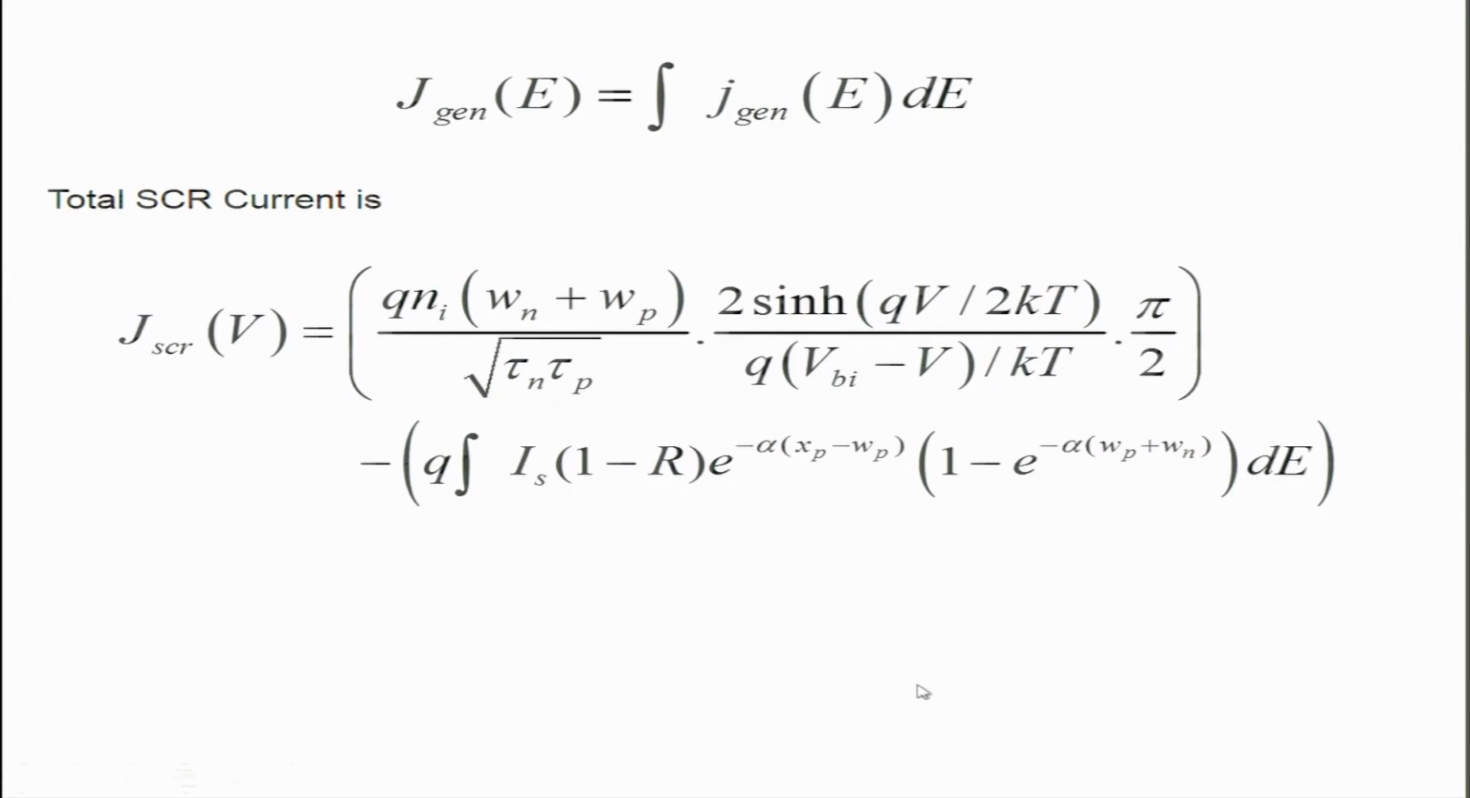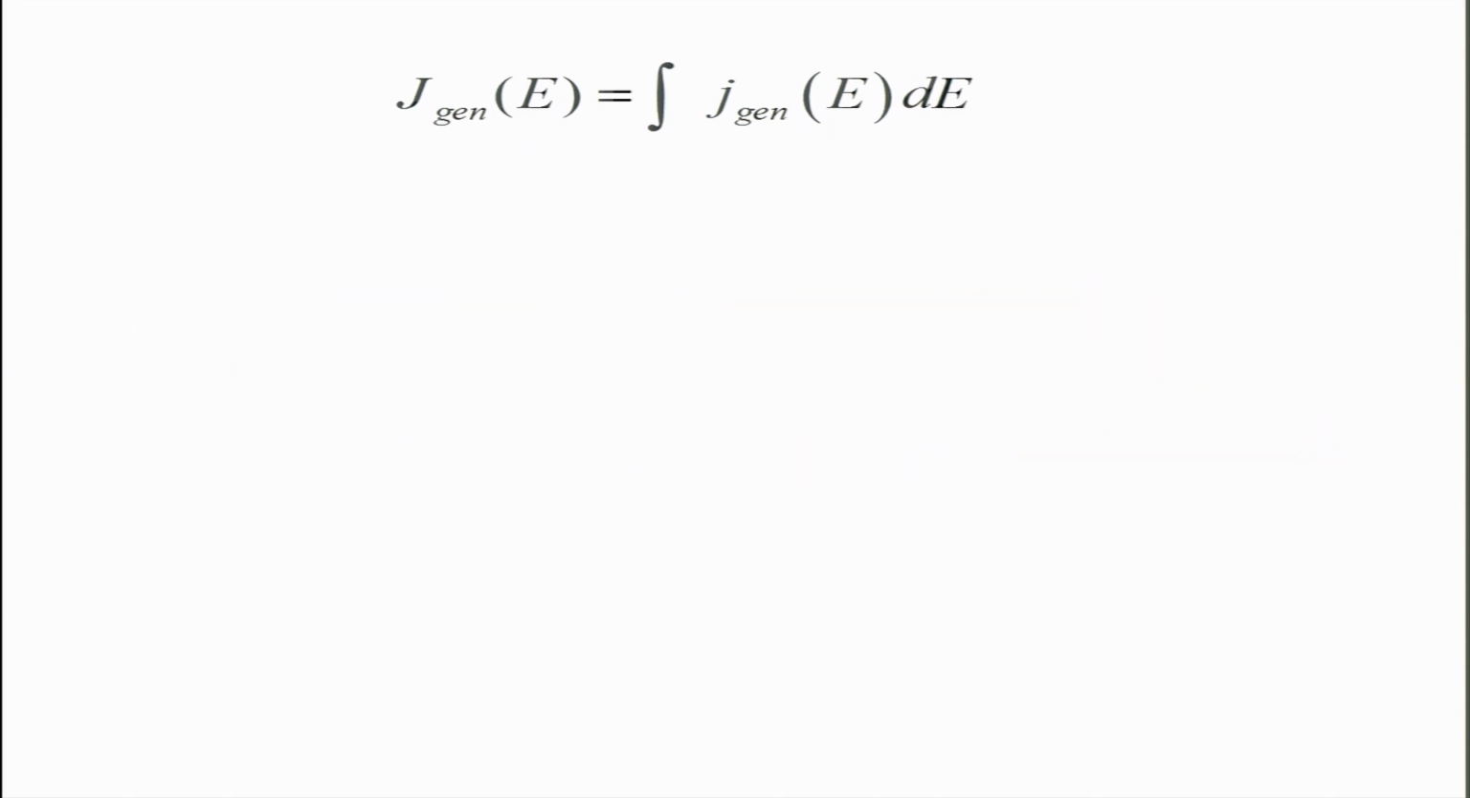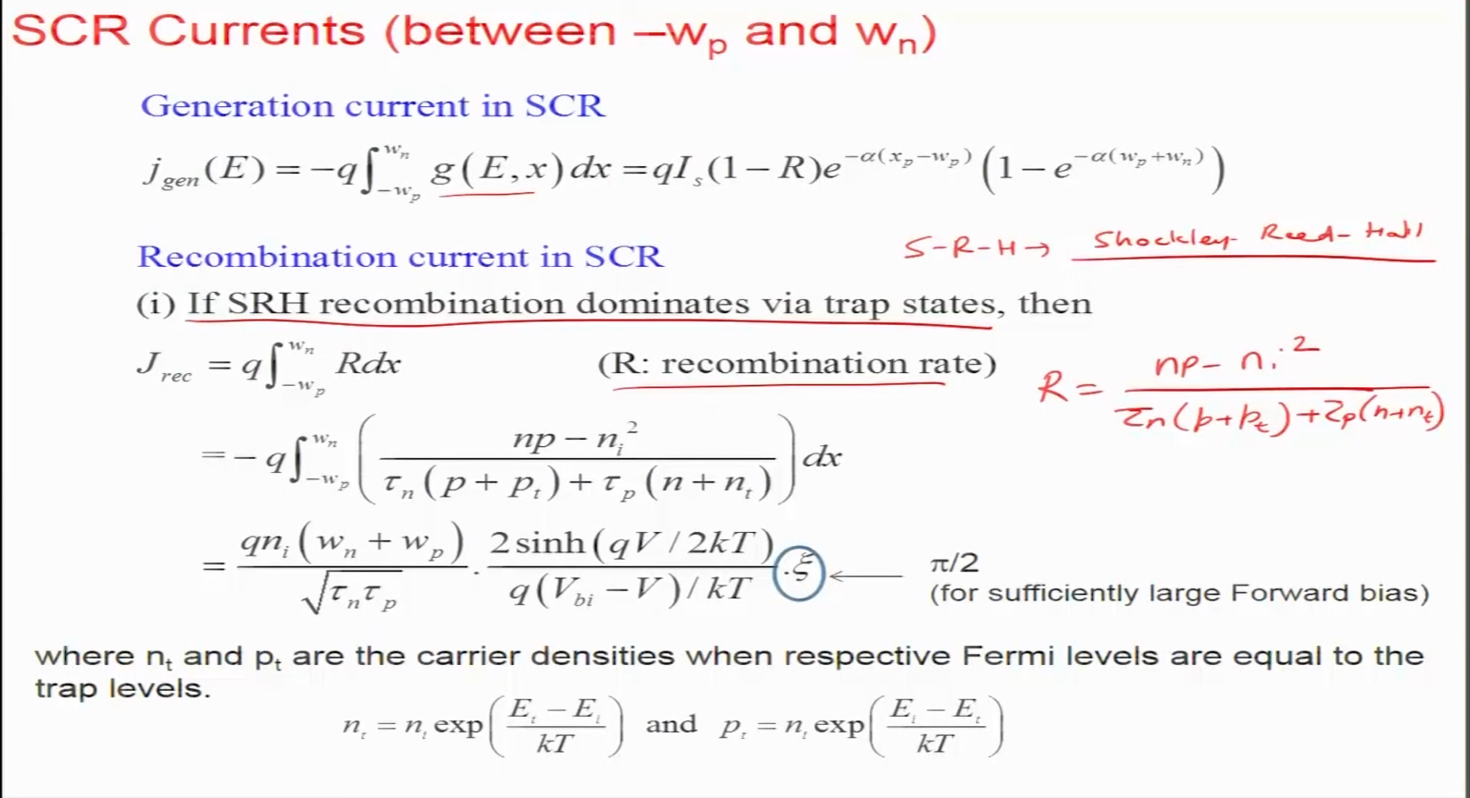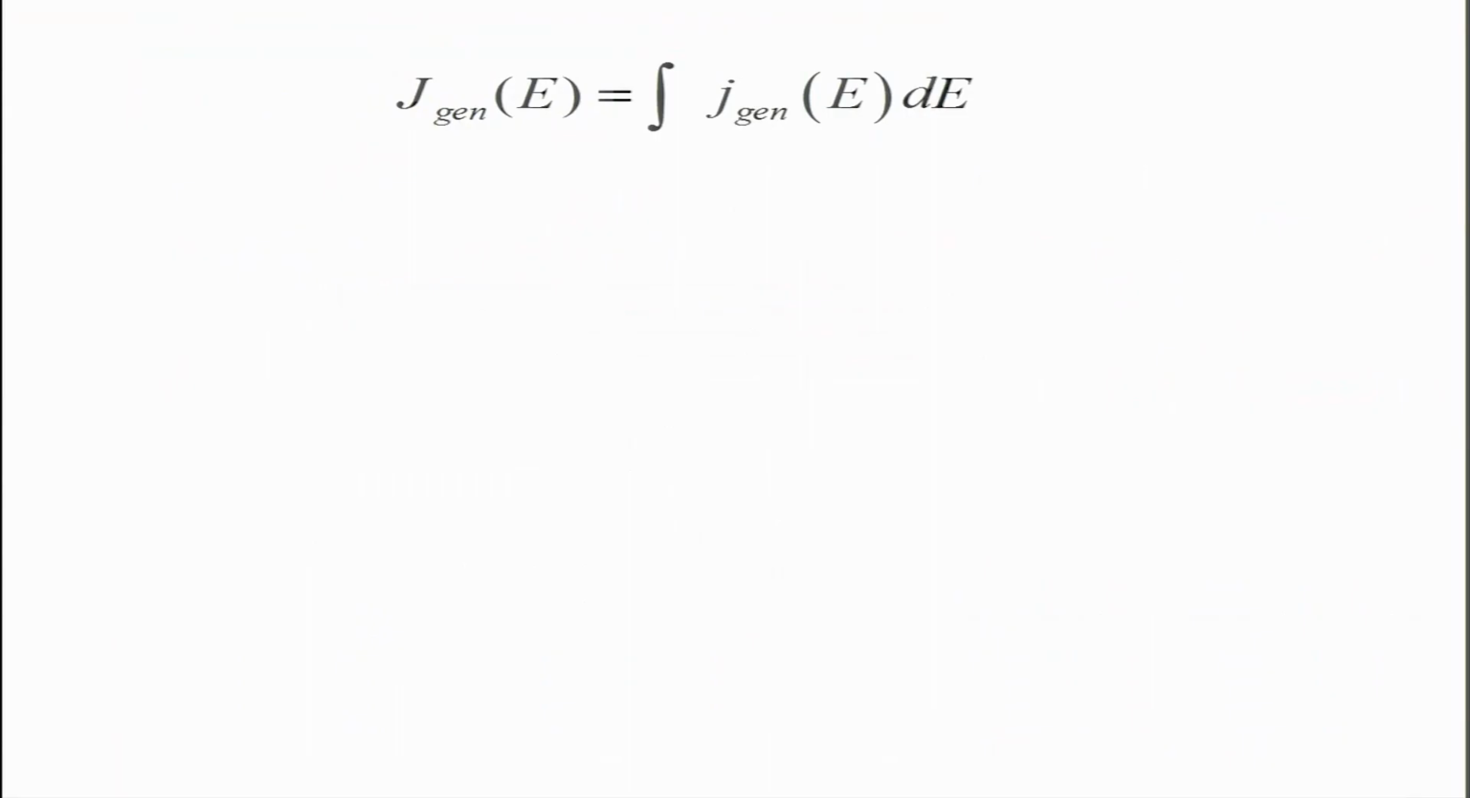Now the total SCR current: you have to integrate. Of course, we have taken the spectral response for each energy, so you have to integrate these. For the generation current, if you look at J total generation, you have to integrate J_gen(E) dE from Eg to infinity. So this has to be integrated. That is why I have written in the next slide that J_gen is the integration of the small j_gen(E) over all energies.